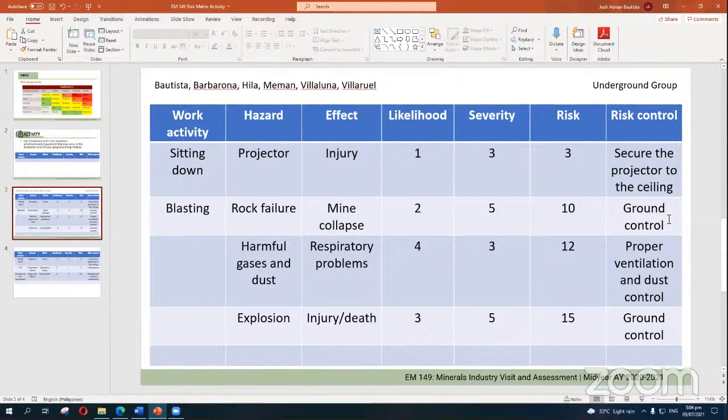The next hazard is explosion. The likely effect of this is injury, and the worst is death. The likelihood is 3, the severity is 5, and the risk is 15. The risk control that can be implemented here is ground control and proper supervision. Next, please.